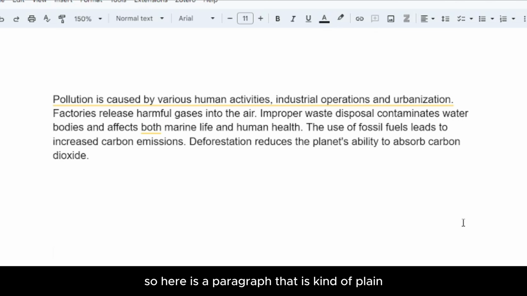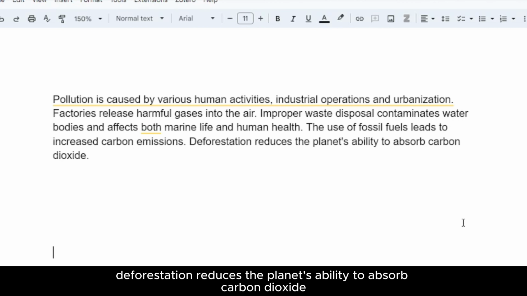Okay, so here is a paragraph that is kind of plain and without cohesive devices. So it says, pollution is caused by various human activities, industrial operations, and urbanization. Factories release harmful gases into the air. Improper waste disposal contaminates water bodies and affects both marine life and human health. The use of fossil fuels leads to increased carbon emissions. Deforestation reduces the planet's ability to absorb carbon dioxide.